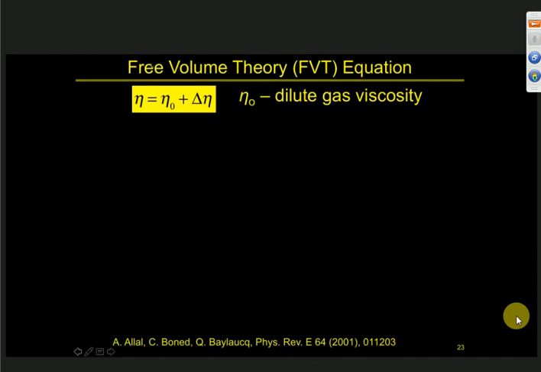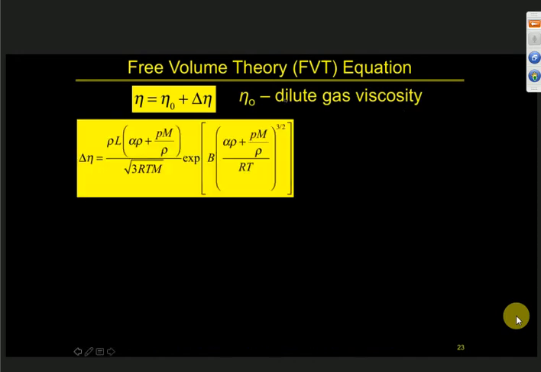For viscosity, we use free volume theory, FVT. In free volume theory, the viscosity of a fluid is given as a sum of two terms: eta 0 plus delta eta. Eta 0 is the dilute gas viscosity. This comes from the well-known kinetic theory of gases.